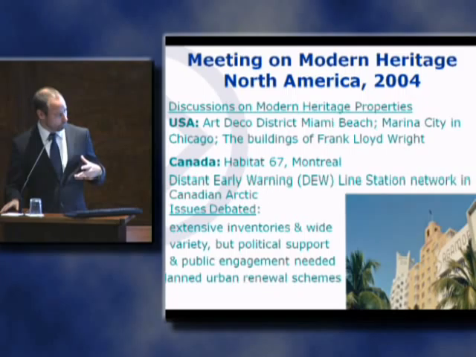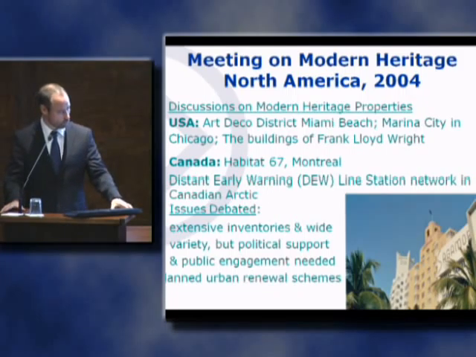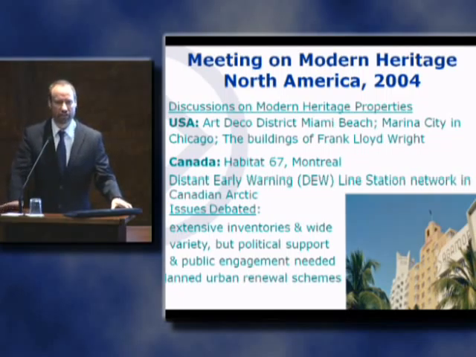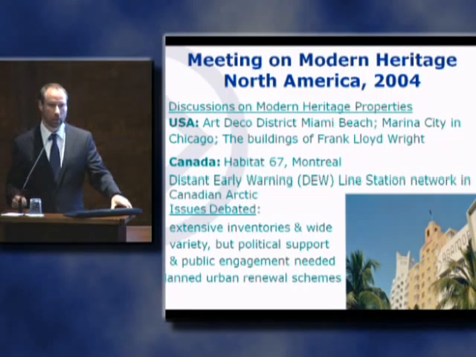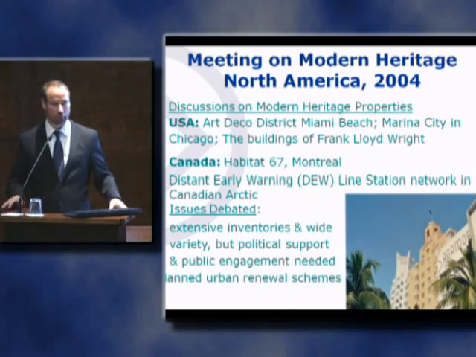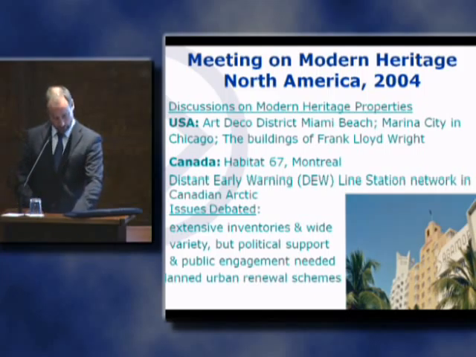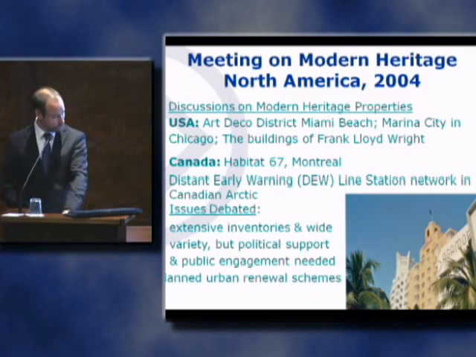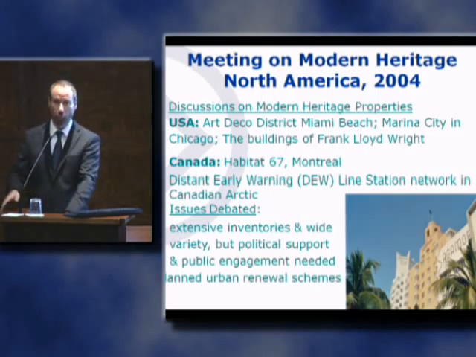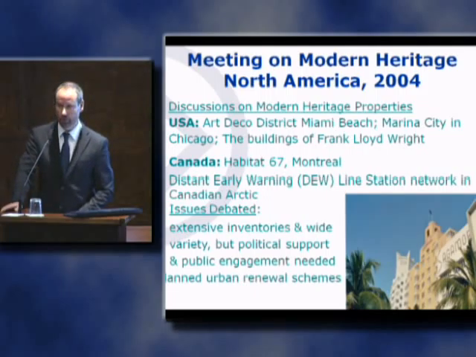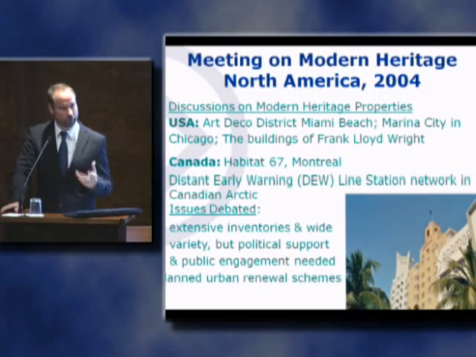And the issues that were debated by the experts of Canada and the United States were that in both countries already extensive inventories exist, encompassing a wide variety of properties, like for instance these radar stations. There is a very advanced thinking on the properties of modern heritage in the North American context. However, what was agreed upon was that there is at this moment much more political support and political and public engagement needed to effectively protect and preserve these properties.